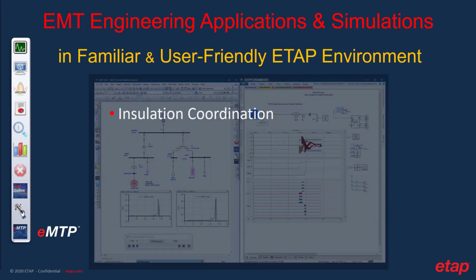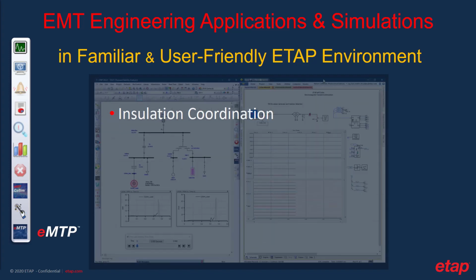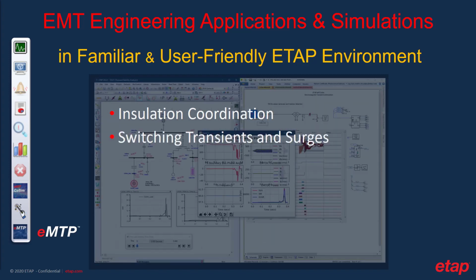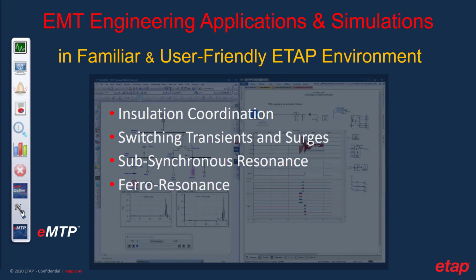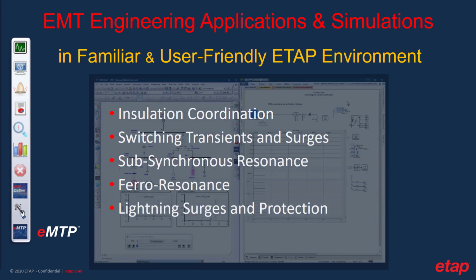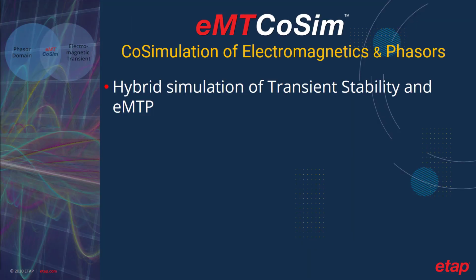ETAP eMTP is used for a variety of applications, including insulation coordination, switching transients and surges, subsynchronous resonance, ferroresonance, lightning surges and protection, as well as transient recovery voltage studies.